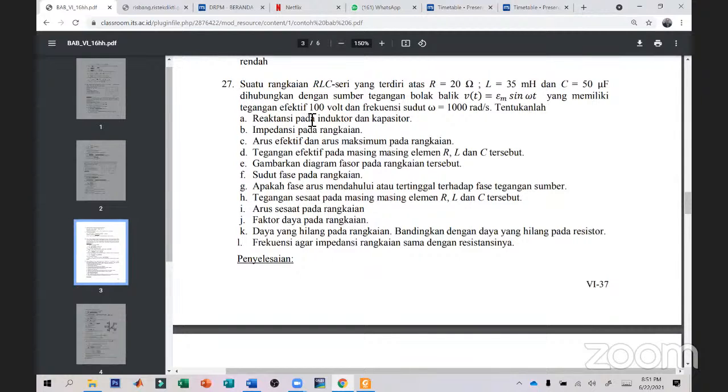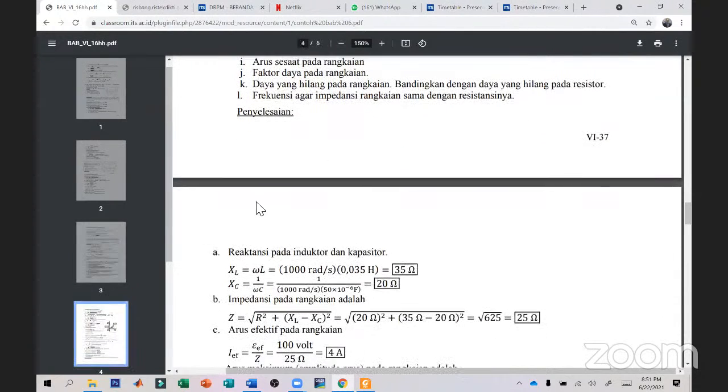And calculate the reactance of the inductor and capacitor. This one is to calculate XL and XC. XL is omega L and XC is 1 over omega C. XC is 20 and this one is 35.